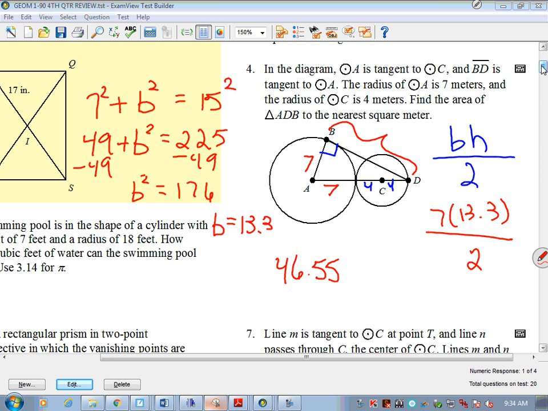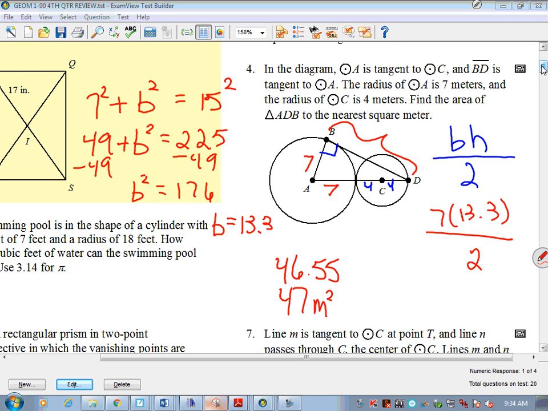46.55, but let's look back at the question here for a second. Do I want 46.55 or do I want to do something else there? Look at the very end of it. Find the area of triangle ABD to the nearest what? So 47 meters squared. What's the answer? 46?